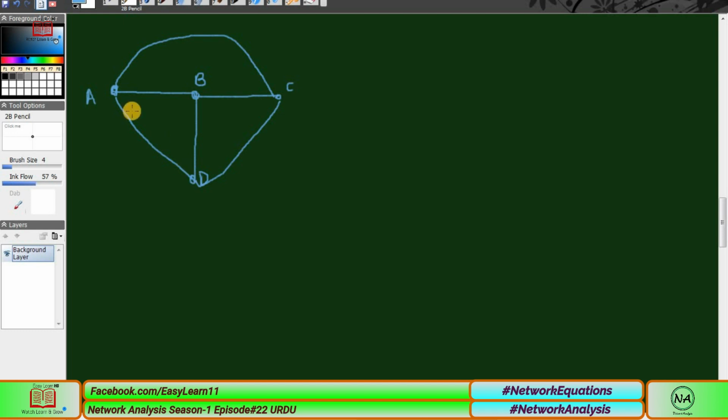These are the lines, the branches. For example, 1, 2, 3, 4, 5, and 6. There are 6 branches. Branches are represented with a small letter b. So b is used to represent branches, and here in our case, you can see we have 6 branches. So we can just type 6 here in front of branches.